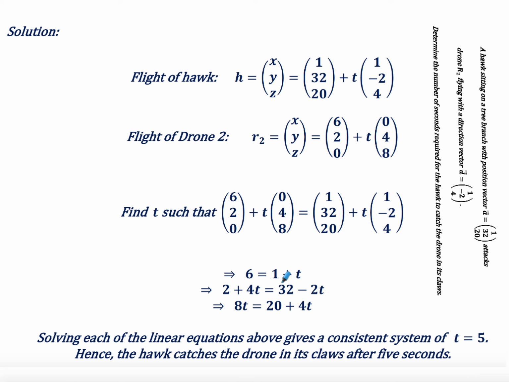And if you solve carefully each of these 3, you'll find that in all 3 instances, t is equal to 5, and that guarantees that exactly 5 seconds later the hawk has captured the drone 2 in its claws.